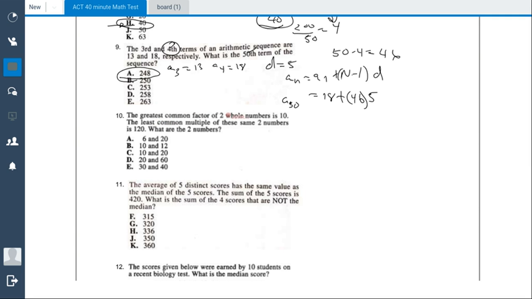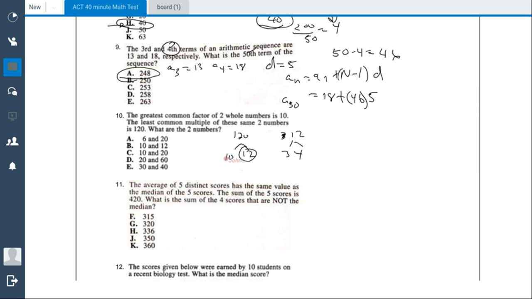The greatest common factor of two whole numbers is 10. The least common multiple of the same two numbers is 120. So I'm going to take 120, and I'm going to factor it, and that factors into 10 and 12. And so this is the part that's different. So I need to take 12 and factor it into 3 and 4.